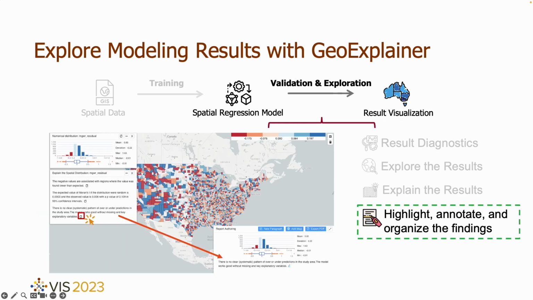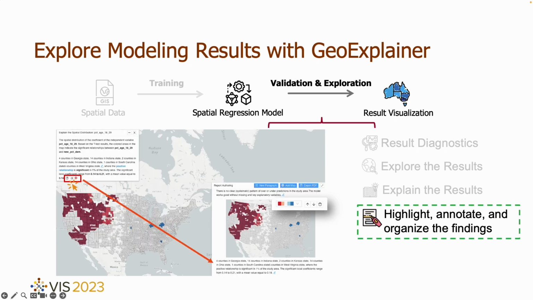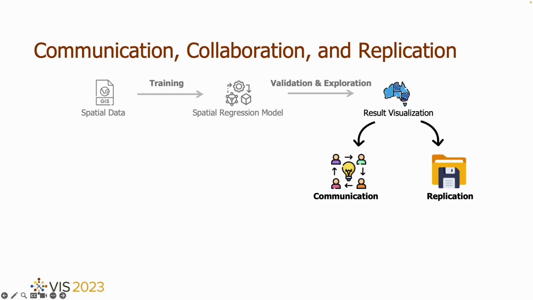All the content, including narrative explanations and visualizations, can be added to the report authoring panel. Analysts can re-edit the content, change the color scheme of the visualization, reorder the sequence, and add their own paragraphs. In addition to the spatial data analysis, the communication of the explored results and the replication of the analytical state or data or even model are also very important.